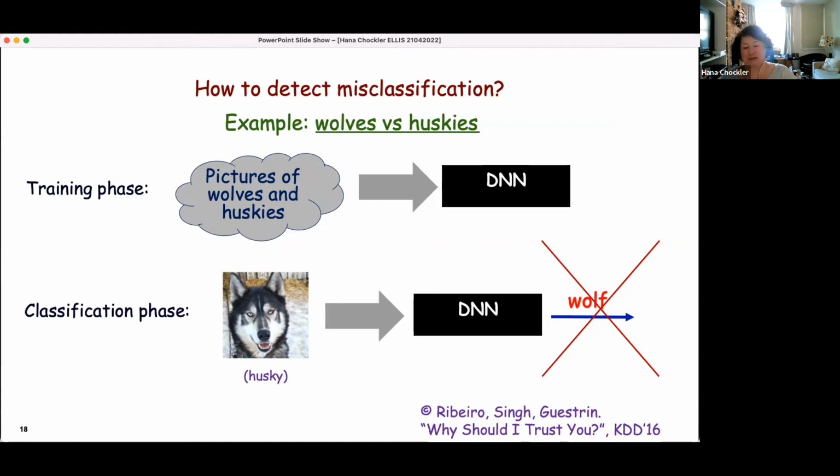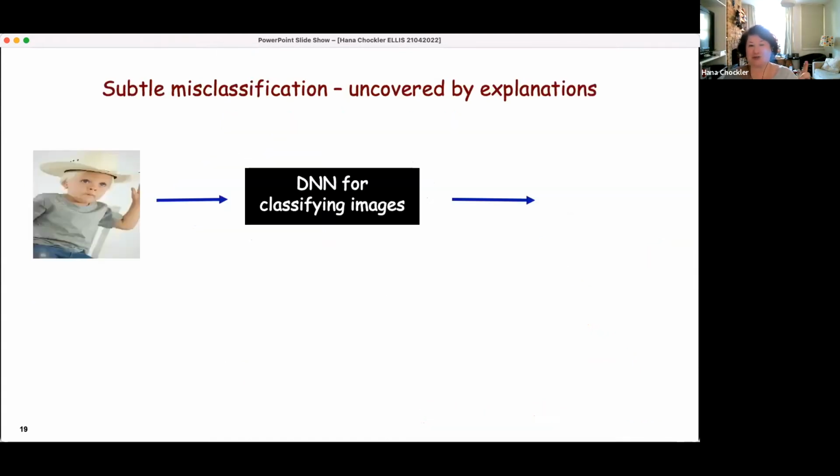But here, a misclassification is clear when you are looking at the image. Our explanation techniques actually allow us to detect subtle misclassifications. And here is a real example. This is an image from ImageNet. We ran it through a standard neural network for classifying images, and it said it's a cowboy hat, which actually seems okay because the picture is of a child wearing a cowboy hat. So, I wouldn't object to it, right?